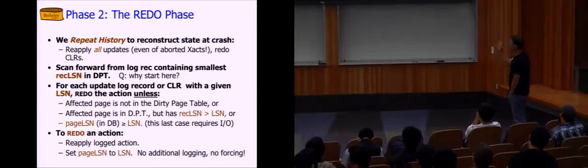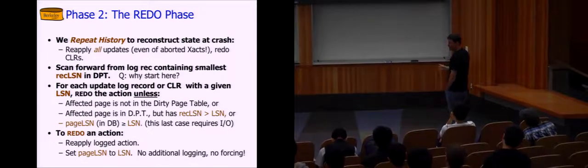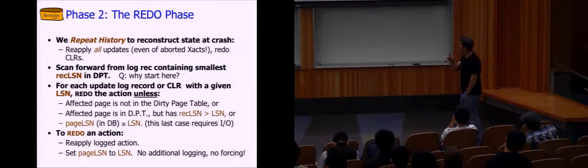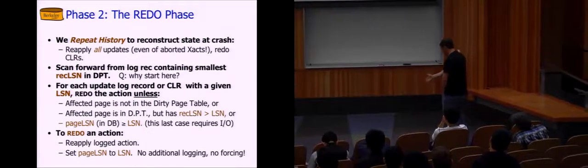How about this? The affected page is in the dirty page table, but its recLSN is bigger than where we are in our redo phase.